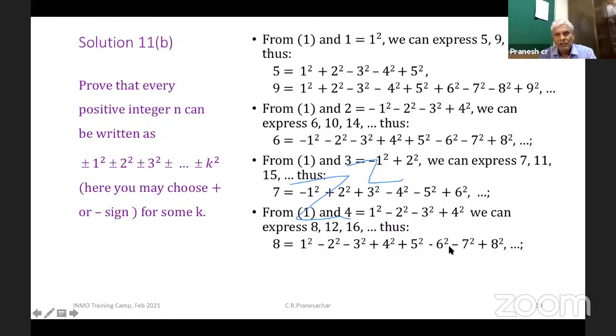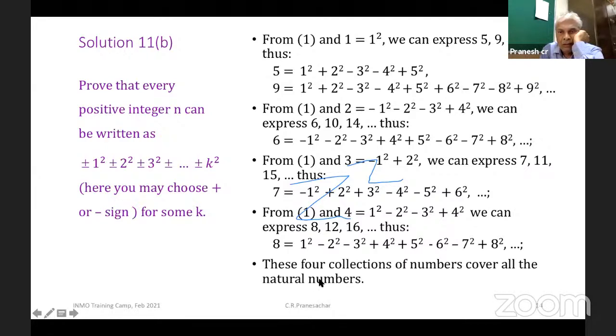So do all these 4 arithmetic progressions cover the natural numbers? Yes, because you have all the numbers 1 mod 4 here, all the numbers 2 mod 4 here, all the numbers 3 mod 4 here, and all the numbers 0 mod 4 here. So all the natural numbers are covered. Hence every positive integer can be expressed in the desired form. So these 4 collections of numbers cover all the natural numbers.